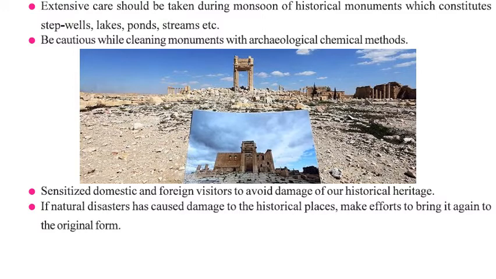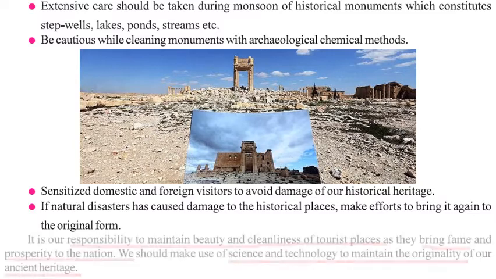If a natural disaster has caused damage to the historical places, make efforts to bring it again to the original form. As you can see in this picture, do you think there is any chance of it coming again to its original form? So this happens to our historical places. Once they are destroyed, it is near to impossible to rebuild them. So keep them safe while we can.